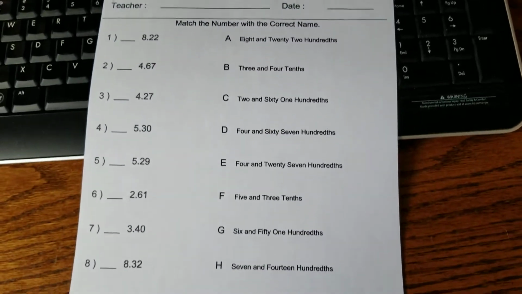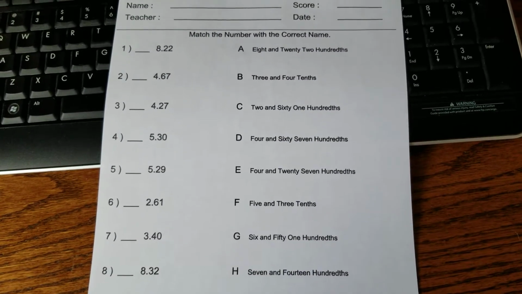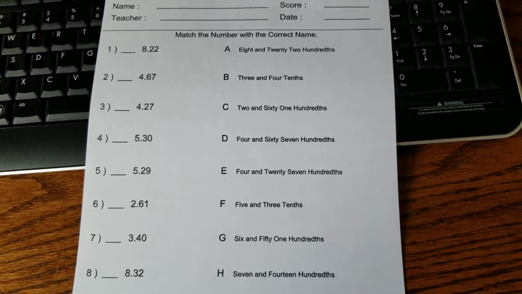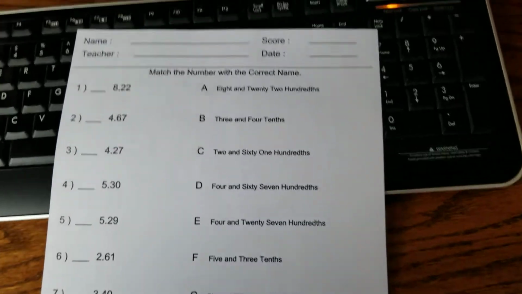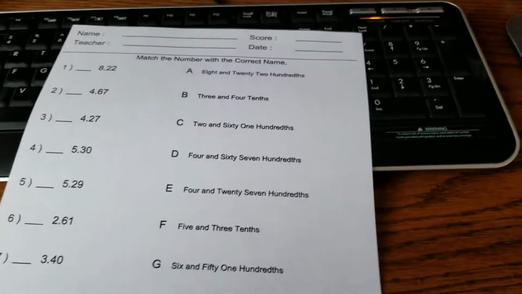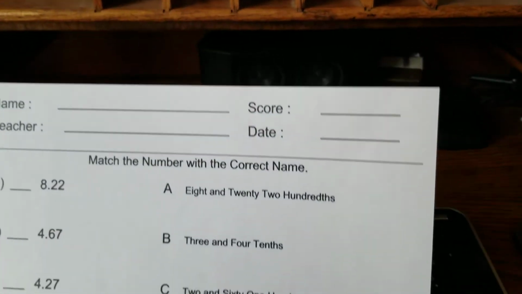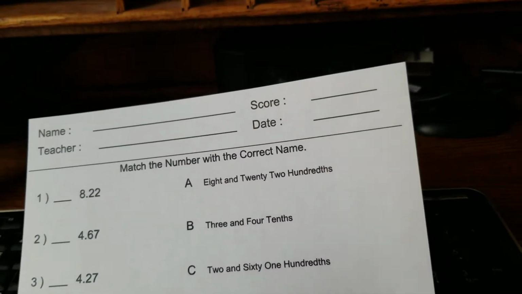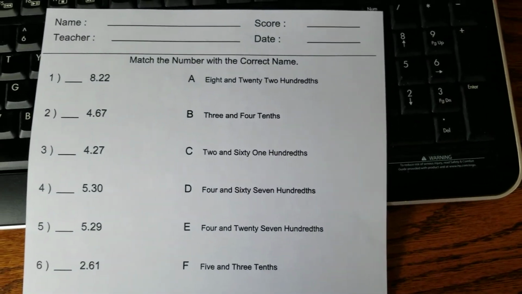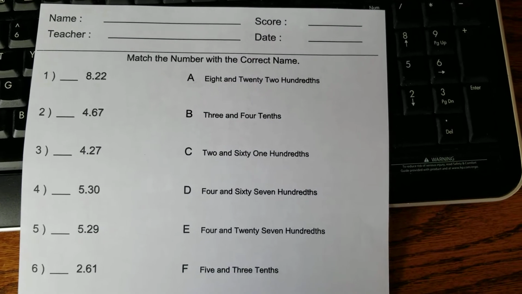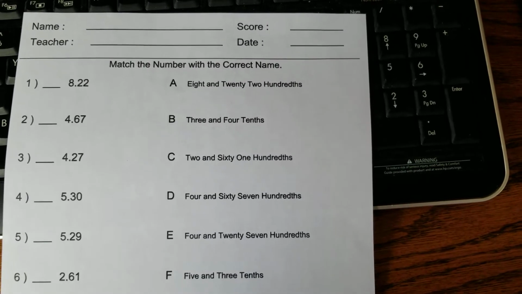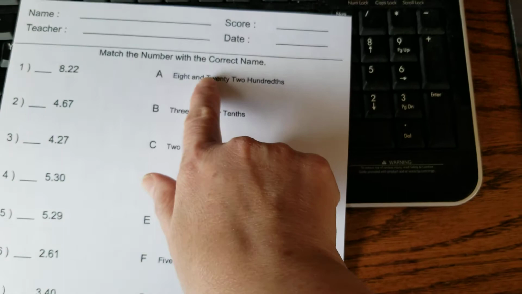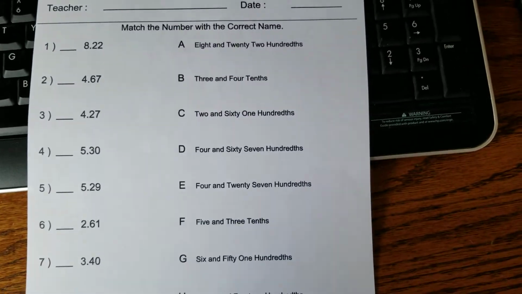So for tonight, what you are going to do is match the decimal with the correct name. You're going to match the standard form with the word form. If we look at the first one, it says 8.22, which is 8 and 22 hundredths. If we look down, we'll see A. It says 8 and 22 hundredths. That's how we read that decimal.